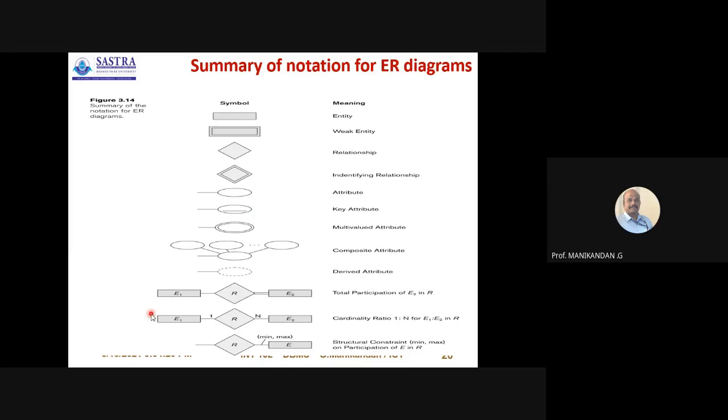Now, as a summary, what are the notations we have used in an ER diagram? Rectangle represents entity, double rectangle weak entity, diamond shape the relationship, double diamond identifying relationship. Single oval for attribute, with an underline for key attribute, double oval for multi-valued attribute. This is the notation for your composite attribute. The dotted oval is for derived attribute, double line is for total participation. 1:n is for your cardinality ratio, and you can specify 1 comma n as a min-max constraint.